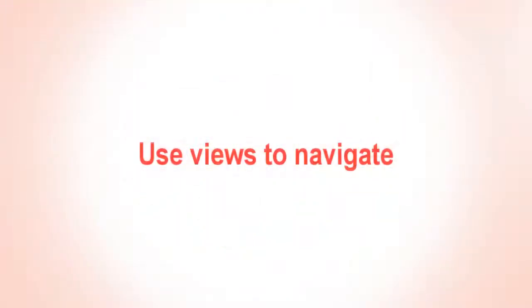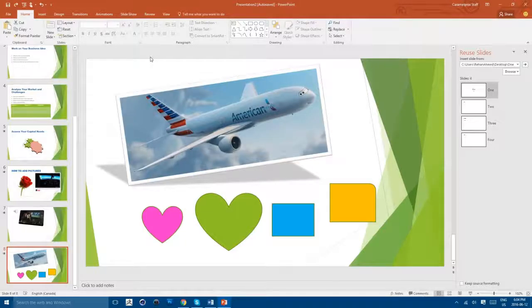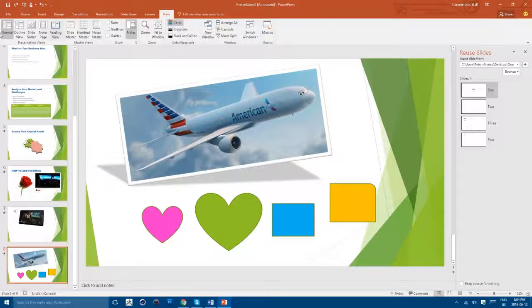Next, how to use views to navigate through presentations. There are different kinds of views in a PowerPoint presentation. Just go ahead and click on the View tab, and you'll see we are on Normal right now. The Normal view is the default view of a presentation. Okay, so this is how the Normal view looks.